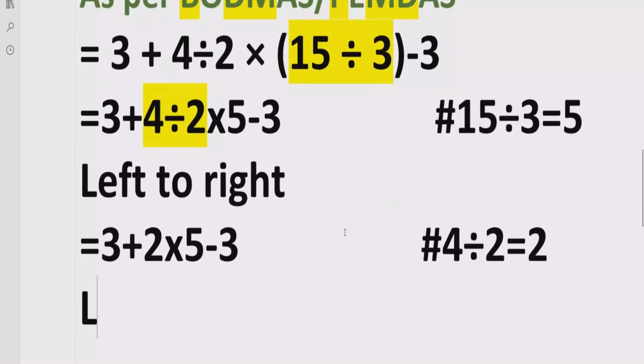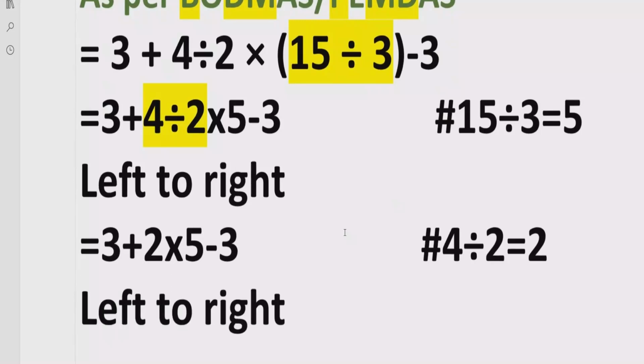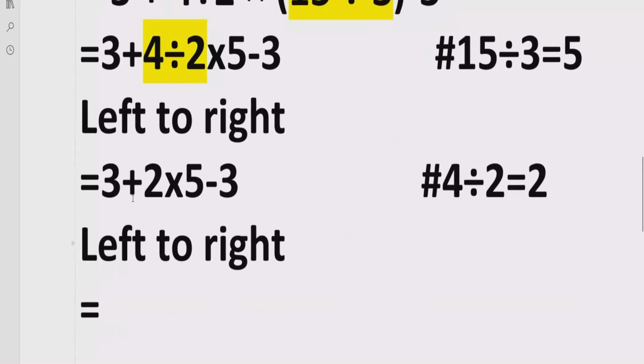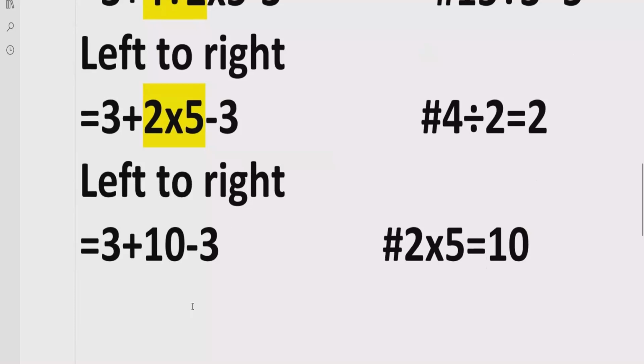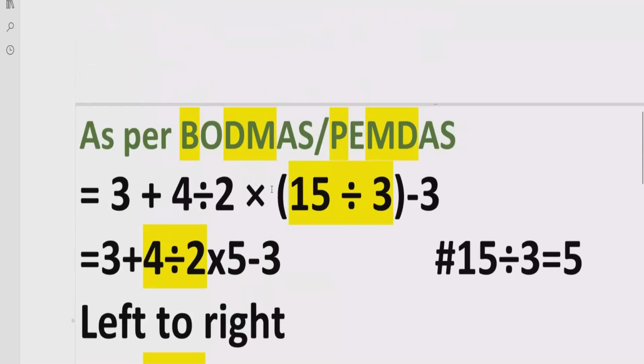Now move forward. Again, we have to go left to right to solve all multiplication and division. So now we have this multiplication, 2 multiplied by 5, so 3 plus 2 multiplied by 5 equals 3 plus 10 minus 3. We will write here, and here we have to give the reference: 2 multiplied by 5 equals 10. Now move forward. We have solved the division and multiplication.